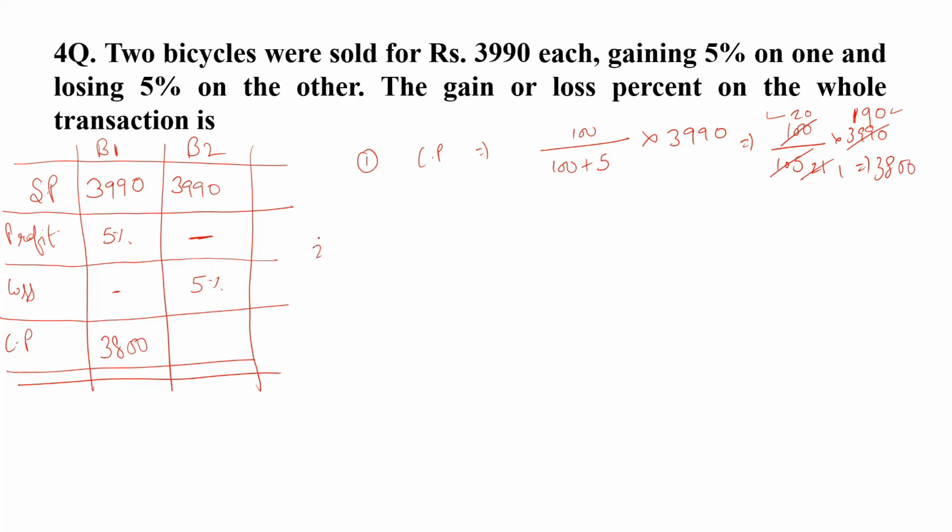In the same way, I'm going to solve for the second one. The cost price should be equal to 100 divided by, this is the loss situation, 100 minus 5 multiplied by 3,990.